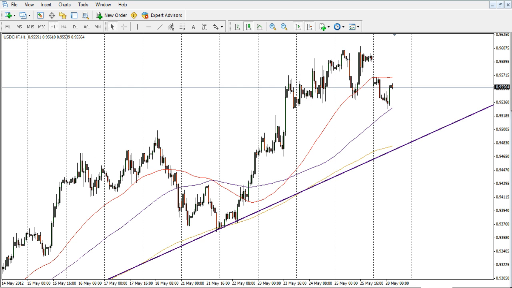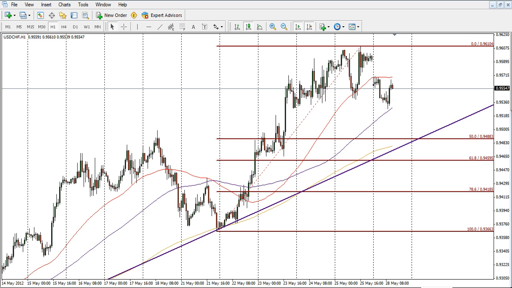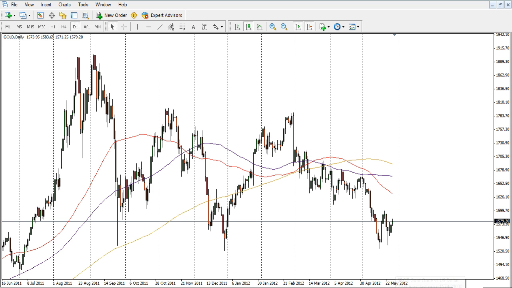But if you get any retracement on dollar Swiss, then it's all about this trendline support for me, which will most probably coincide with this 200-hour moving average. So quite an interesting chart on there. In terms of the fibs, where does the 50% fib retracement come in at? The 50% fib comes in at 0.9488. Okay, so look at gold. What do we have on the gold chart?